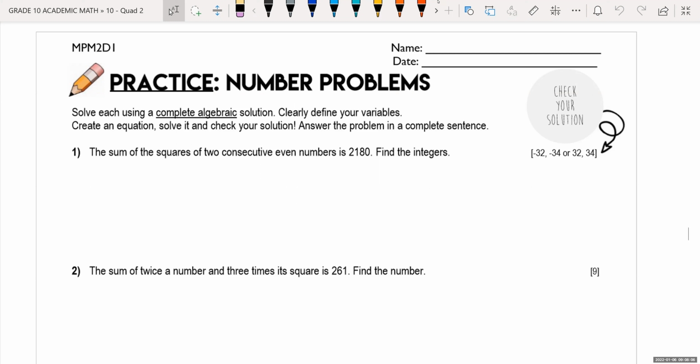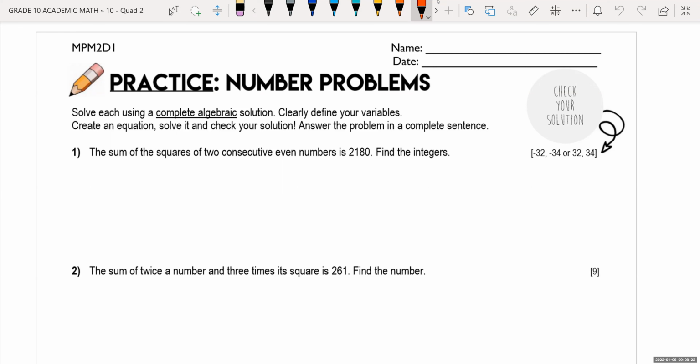So question number 1 says the sum of the squares of two consecutive even numbers is 2,180. Find the integers. And I had told you guys last class that for these questions, the numbers are going to be slightly larger. So feel free to use your calculator.